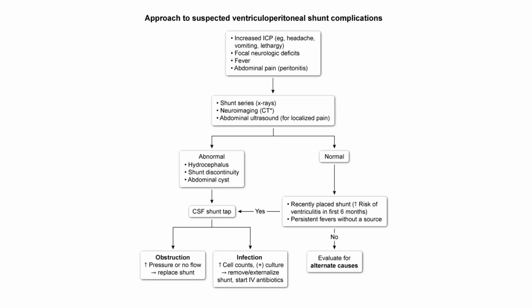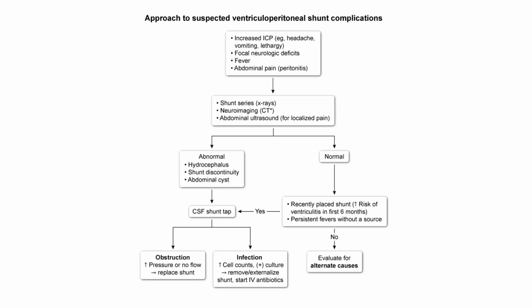If there is shunt anomaly or any sort of complication, how can we approach? How can we know there is raised ICP? By seeing if there is headache, vomiting, or lethargy, if there is any focal neurological deficit or fever, or if there is abdominal pain, which means peritonitis. So, four things: raised ICP, focal neurological deficit, fever, and abdominal pain.